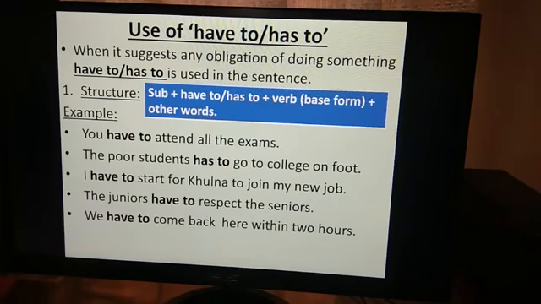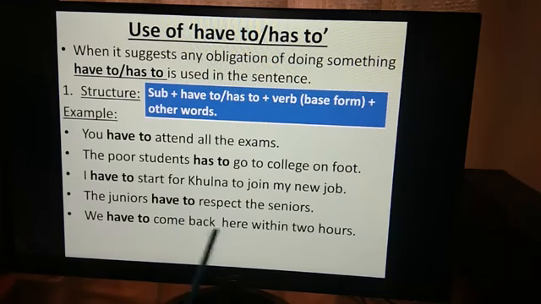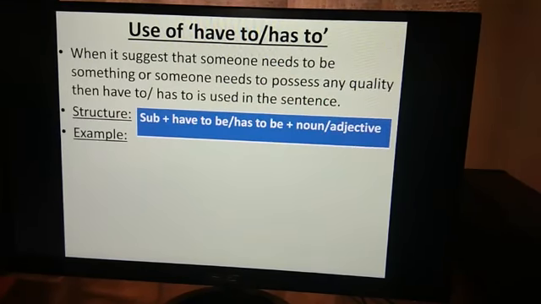We have to come back here within 2 hours. We have to, come. This is verb in base form. Come back here within 2 hours. These are other words. So that is done, and use of have to and has to.